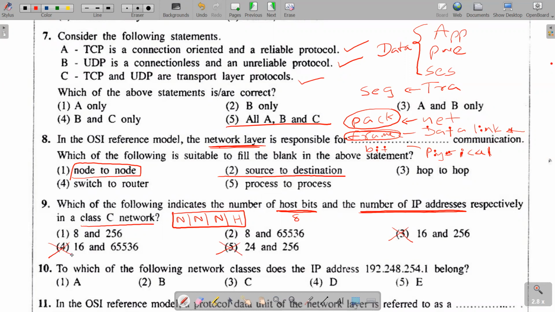And they are asking the number of IP addresses. So number of IP addresses means how many different IP addresses are there, right? That means how many different devices. In a class C IP address, it changes its IP address from the host part. The host part can change in the IP address, while the common network part stays constant. It's not going to change, right?